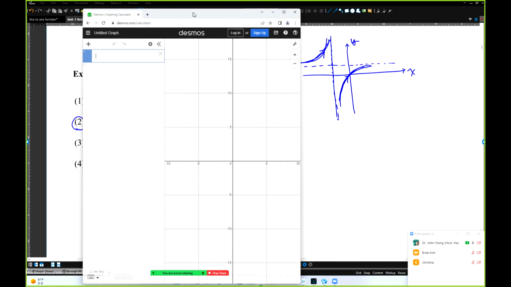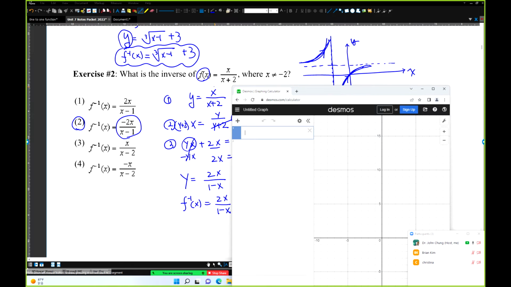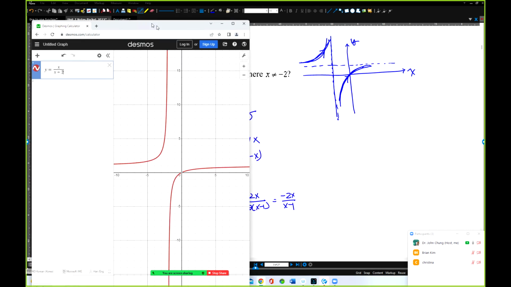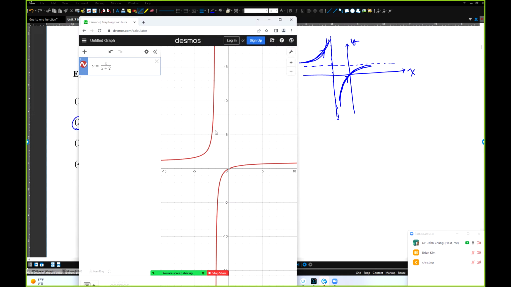You can see the online graphing calculator over here. I'm going to make two graphs. The first one is the original: y equals x over x plus 2. That's the graph. Can you see that over here? We have an asymptote over here and another asymptote over here. y equals 1 is a horizontal asymptote, and the graph is close to 1, and negative 2 is the vertical one.